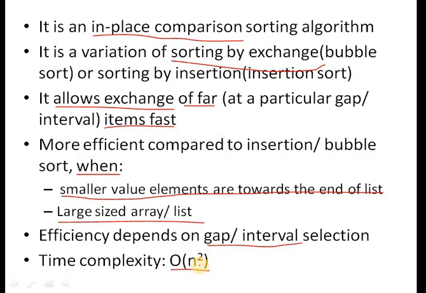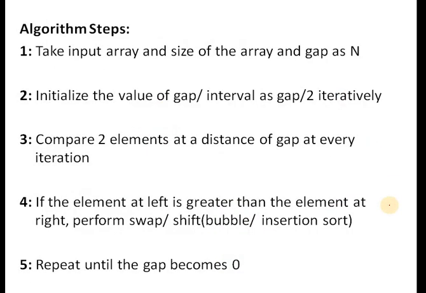The time complexity of the algorithm is also order of n squared. This shell sorting algorithm has different time complexity in the worst case, best case and average case. We'll take only the worst case complexity. The worst case complexity is order of n squared. We'll see the algorithm steps and then the example.